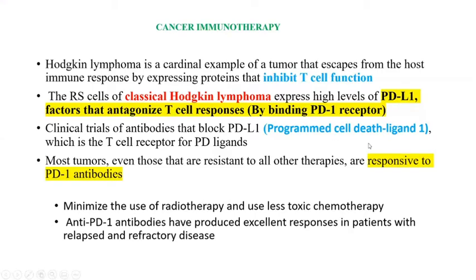Normally, these Hodgkin cells combine with T cells. The T cell recognizes the Hodgkin cells, but is not able to destroy them. When we block this receptor, PD-L1, the T cell becomes active. This immunotherapy has a promising effect, and it can also be used in cases which are resistant to radiotherapy and chemotherapy. So this is a new therapy which is coming into light, and it is known as cancer immunotherapy.